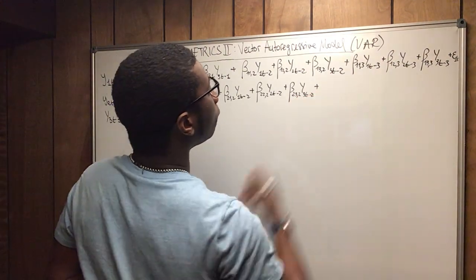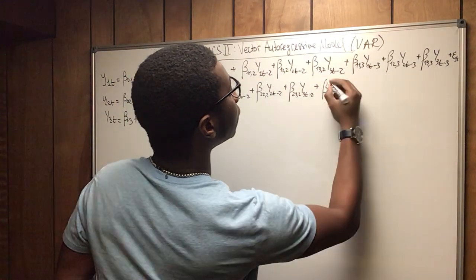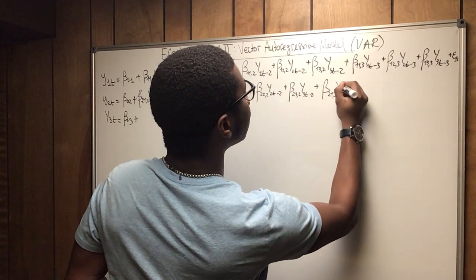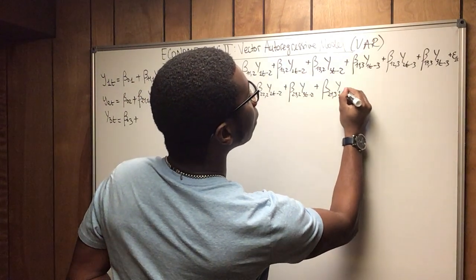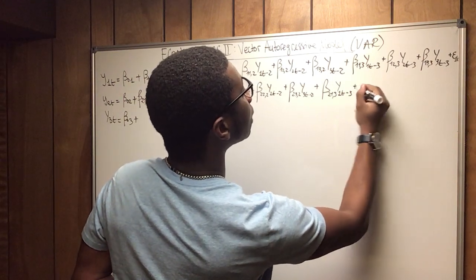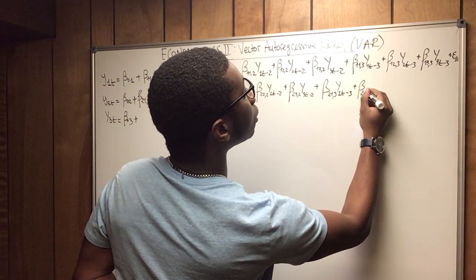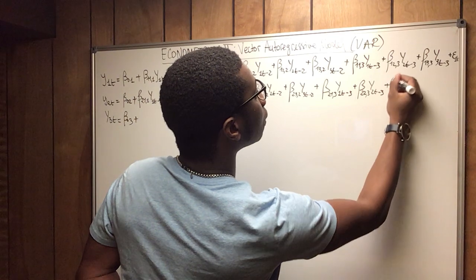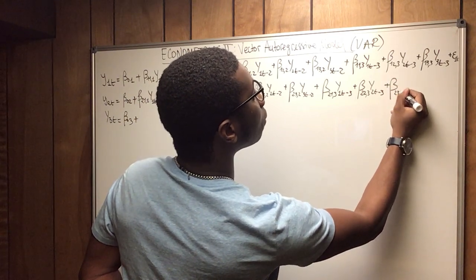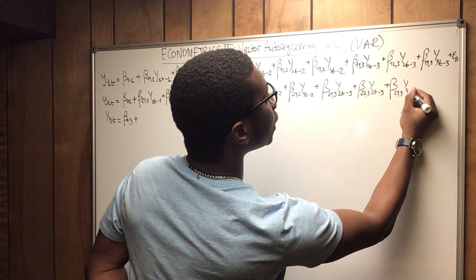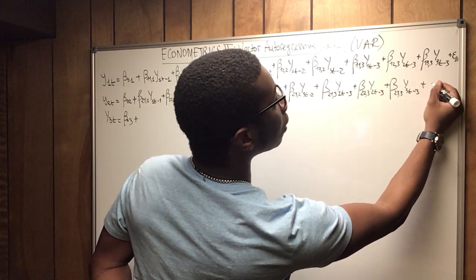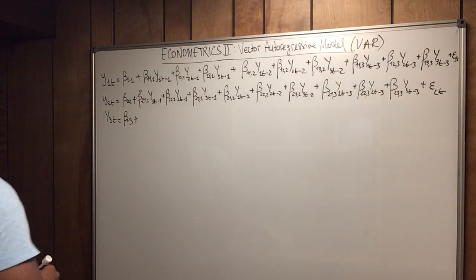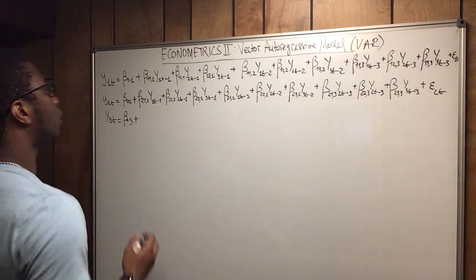Now we're moving to the third predictor of the second equation. Beta 21,3 times y1t minus 3 plus beta 22,3 times y2t minus 3 plus beta 23,3 times y3t minus 3 plus epsilon 2t. And then now we're doing the last one.